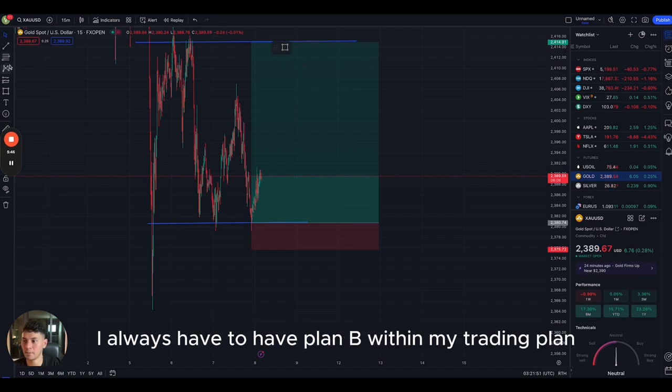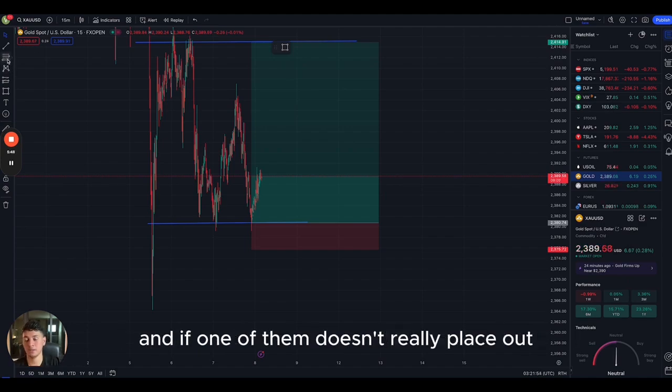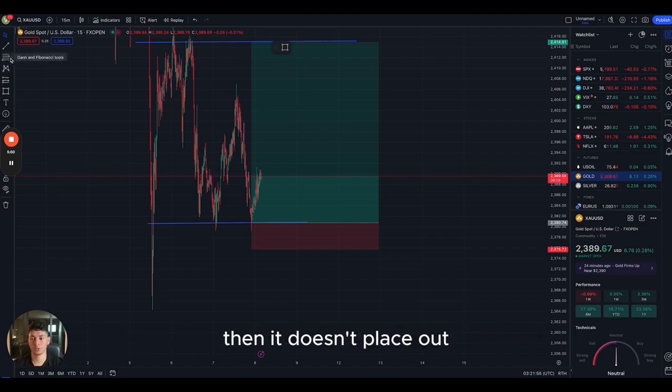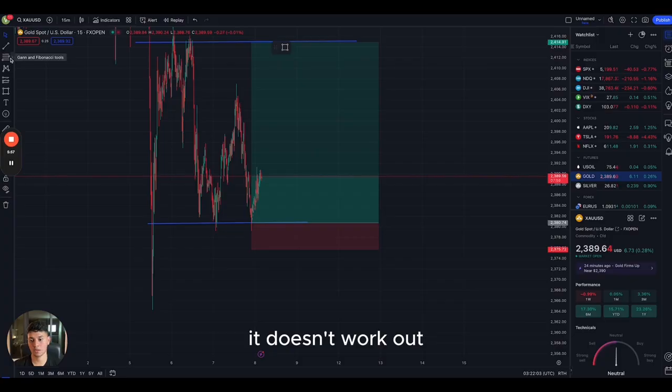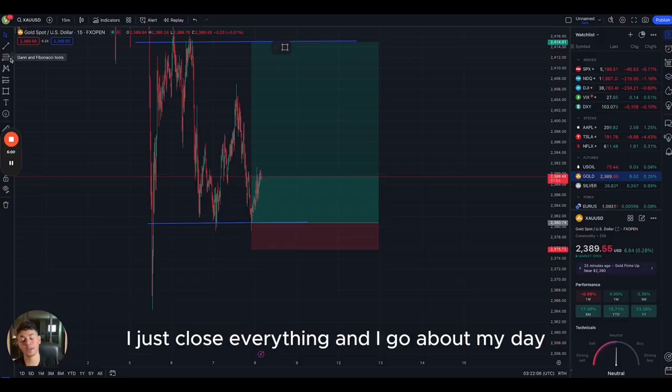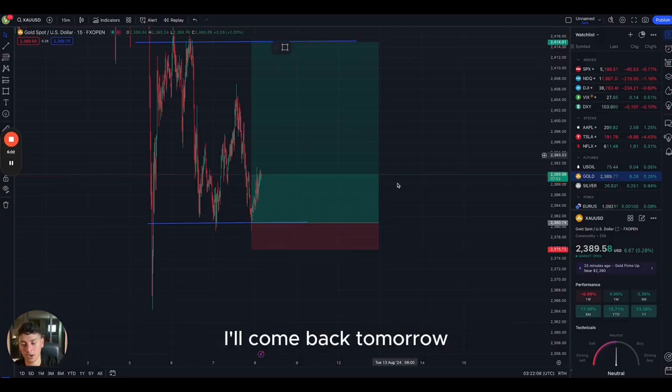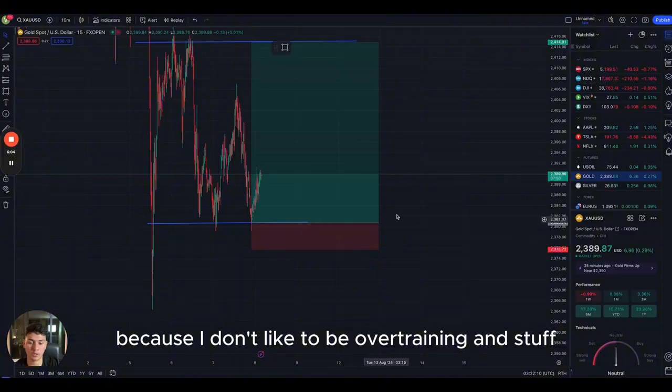I always have to have a plan B within my trading plan, and if one of them doesn't play out, then it doesn't play out. I just place one trade, max two trades for the day in case it's liquidity, and if it doesn't work out, I just close everything and go about my day. That's it for today. I'll come back tomorrow because I don't like to overtrade.